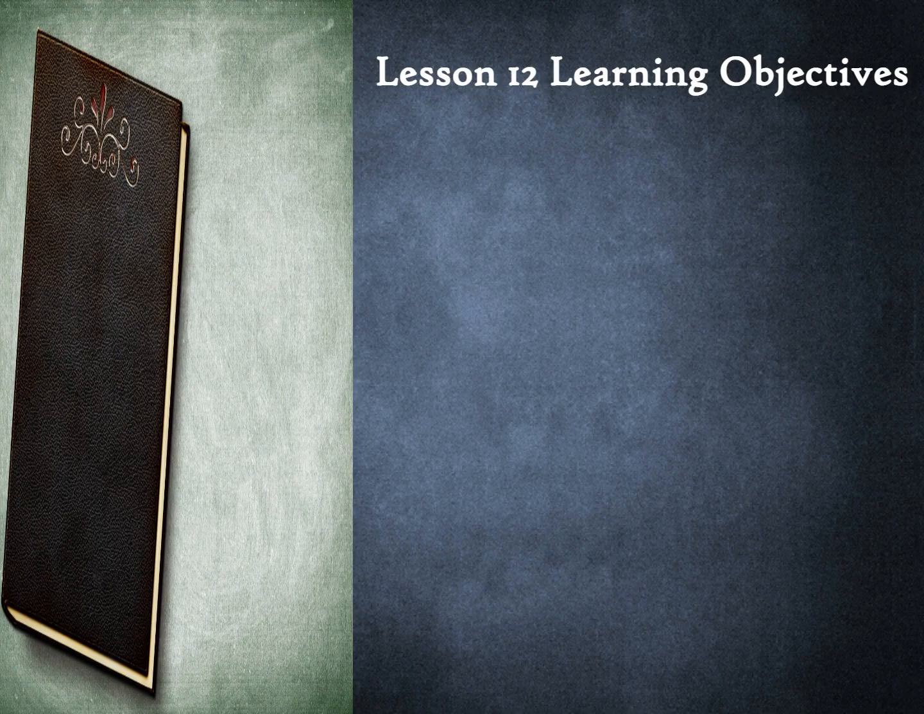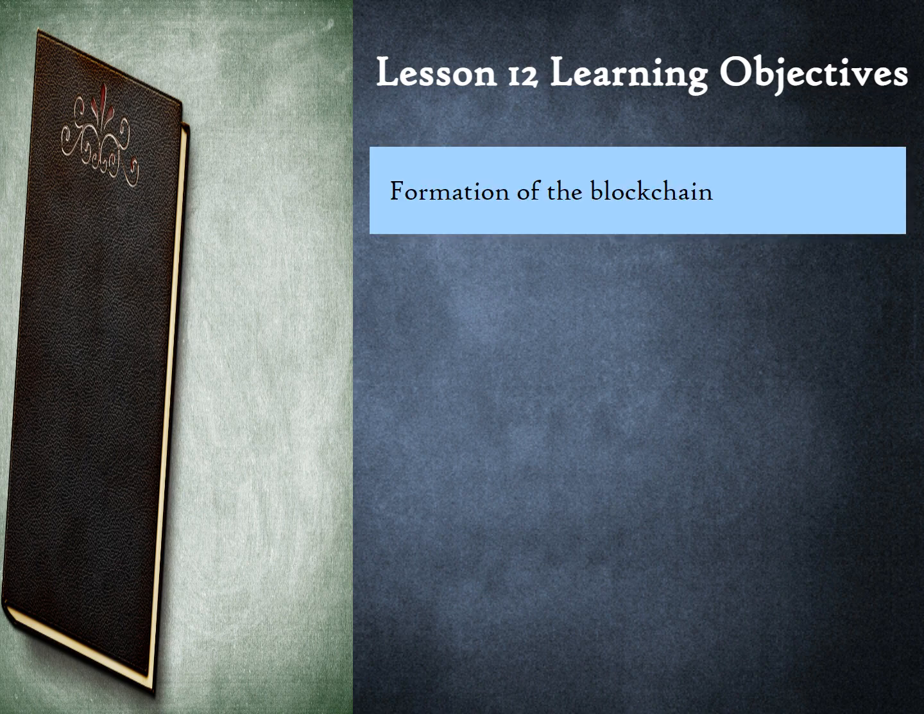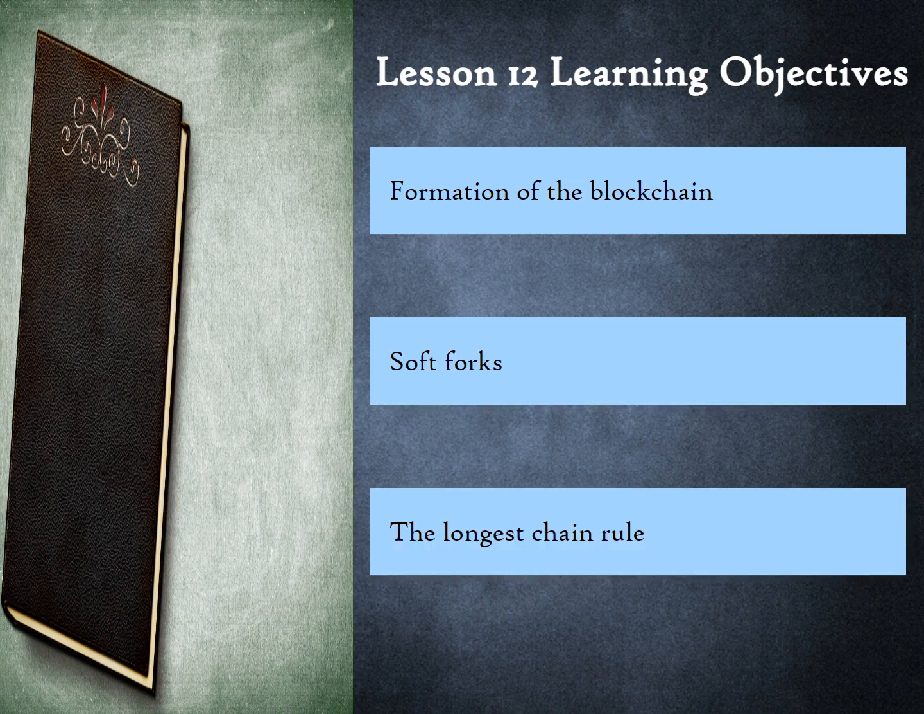We are in the process of learning how cryptocurrencies mimic the properties of fiat money. We are currently focused on the property of transferability by which fiat money is transferred from one account to another. In this lesson, we will learn of the final step of value transfer, namely the formation of the blockchain. We will also learn about soft forks and how soft forks are resolved using the longest chain rule.